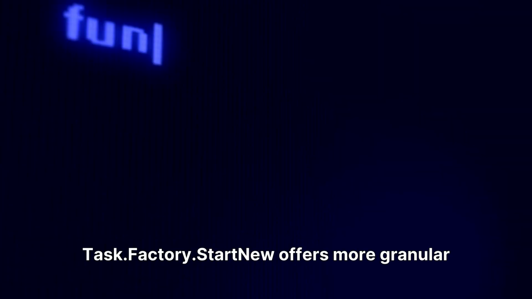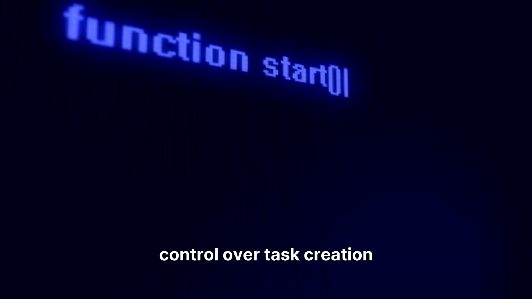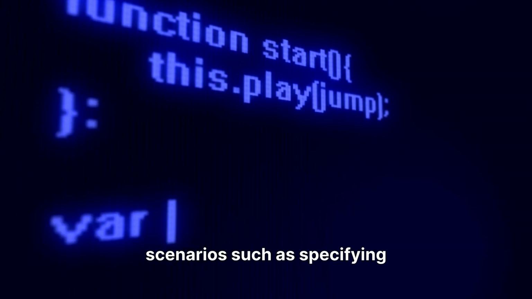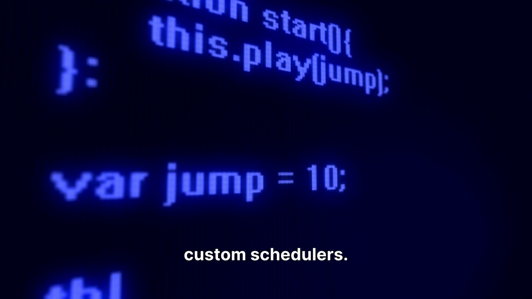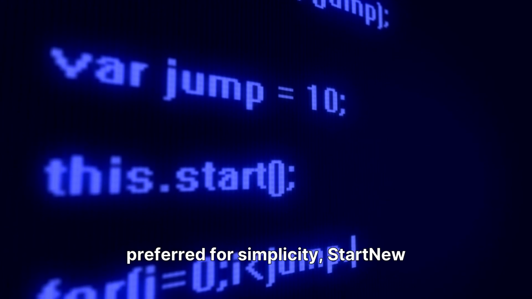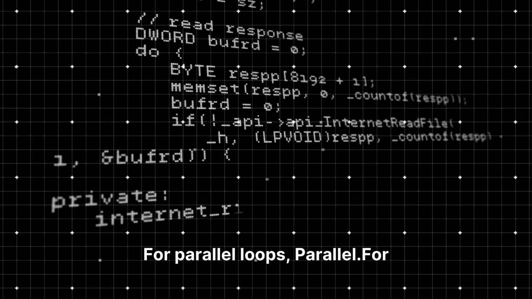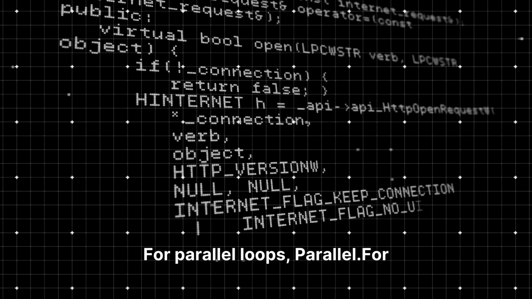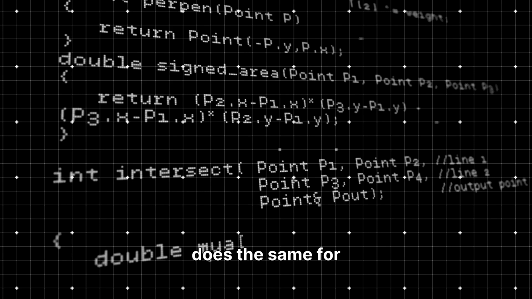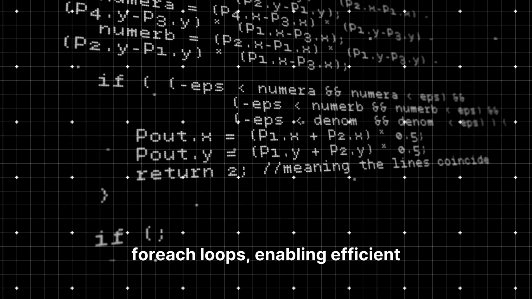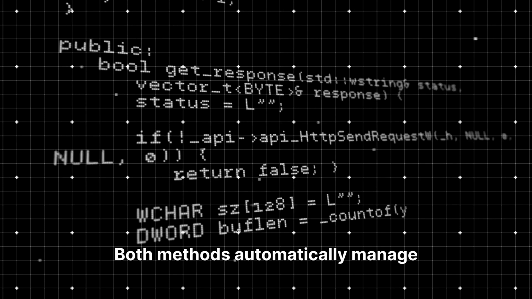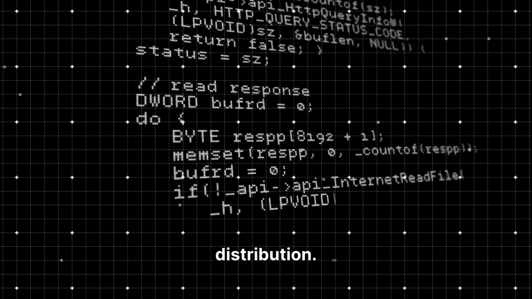Task.Factory.StartNew offers more granular control over task creation options, allowing for advanced scenarios such as specifying task creation flags or custom schedulers. While Task.Run is often preferred for simplicity, StartNew provides deeper customization. For parallel loops, Parallel.For executes a traditional for loop concurrently, while Parallel.ForEach does the same for foreach loops, enabling efficient processing of collections in parallel. Both methods automatically manage thread allocation and workload distribution.